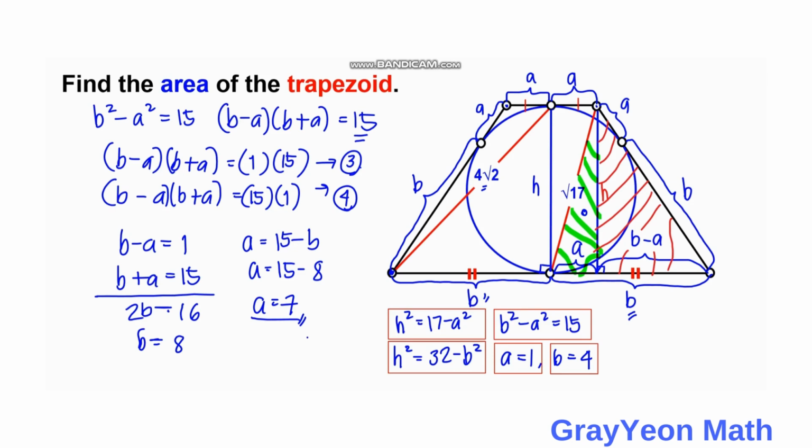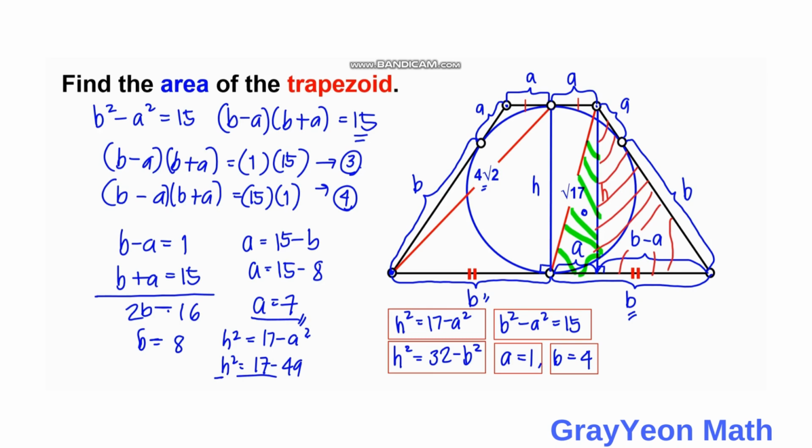Okay, although these two solutions are positive, if you test the value of h square, h square is equal to 17 minus a square. So a square will be 49. 17 minus 49 gives you a negative h square. So this will be a negative height. Since there is no negative distance, this will be invalidated.